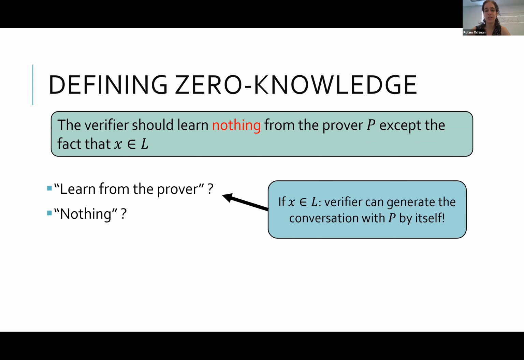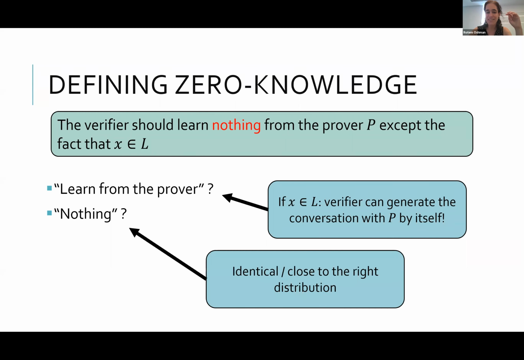So here the question is, what does it mean to generate the same conversation that I would have with the prover? You can define this in several different ways, but ideally I would like this conversation that I'm pretending to have in my head to be very close to the conversation that I would have had with the prover.